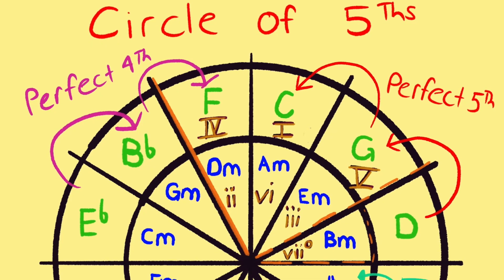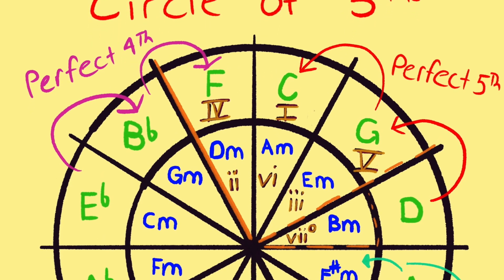Now, this idea of the perfect fifth and how it relates to the prior note, the one immediately to the left, you could think of as directional, but it's worth pointing out that it could be going either way, clockwise or counterclockwise, because F is the fifth of B flat.